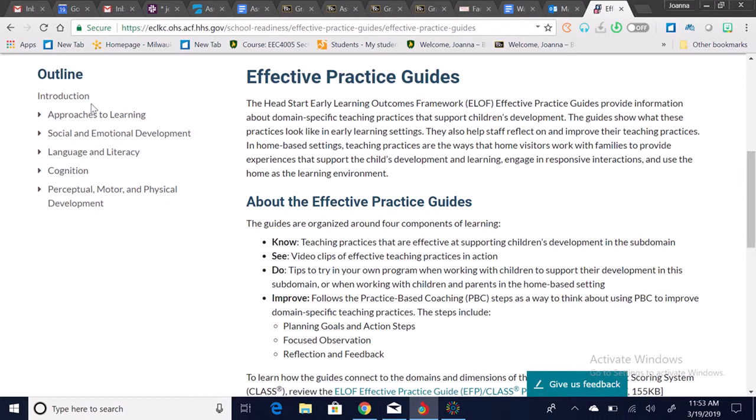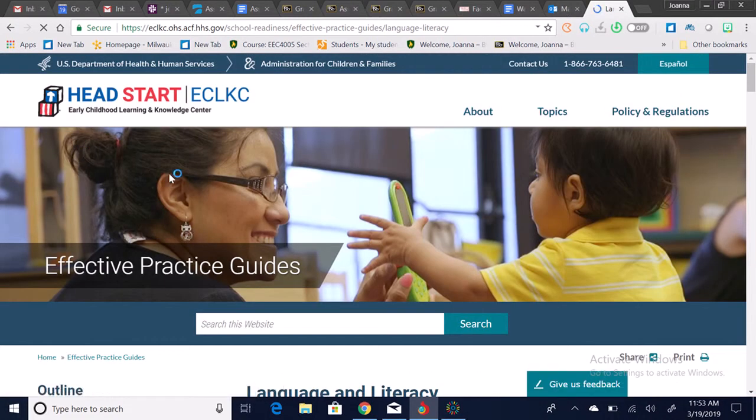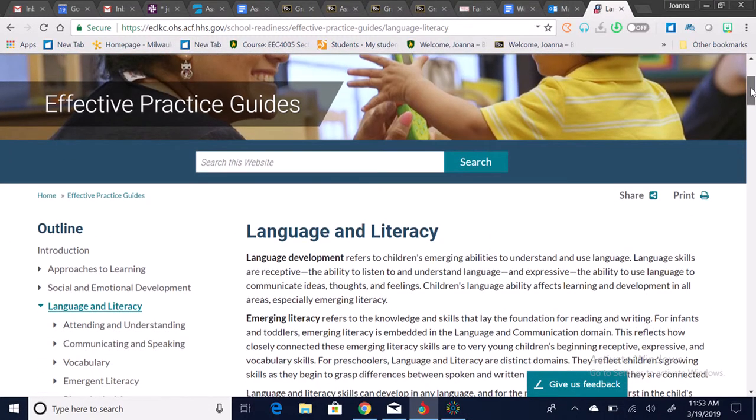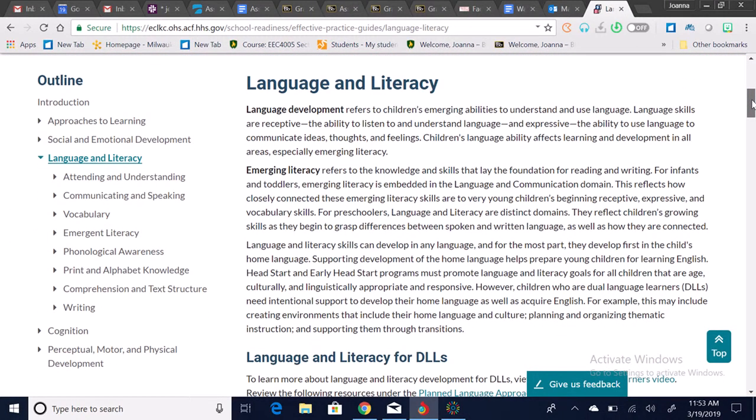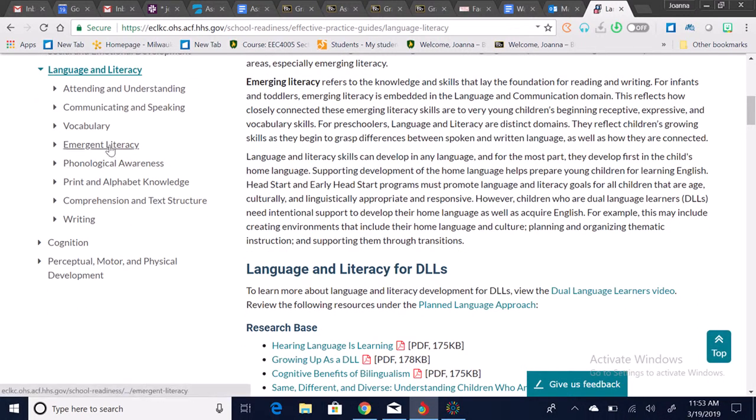And so how this is organized, if you see on the left-hand side here, we have it organized by the 5 domains. And these are the domains that are pretty typical across the states. So if we look at language and literacy, right, because that's what we're focusing on with the emergent literacy, and then we can click on emergent literacy.